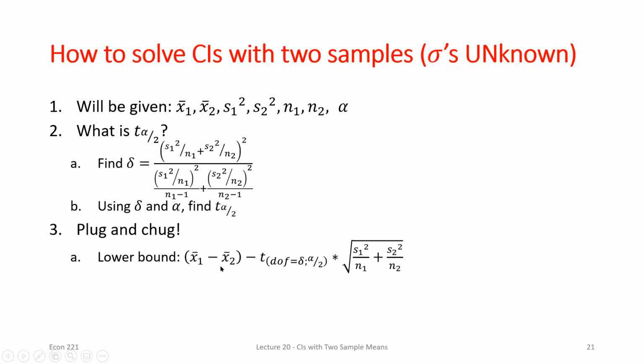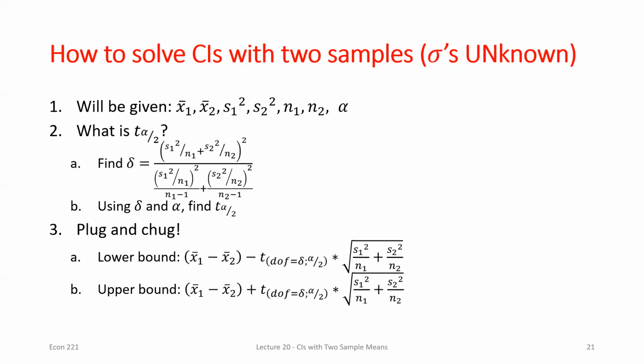So once we have that t-value, it's just a matter of plugging everything in. Our confidence interval equation looks exactly like what we were doing before. It's just that instead of population variances, we have sample variances and a t-value instead of a z-value. But both of them still represent the number of standard deviations we need to go to build our upper and our lower bound.